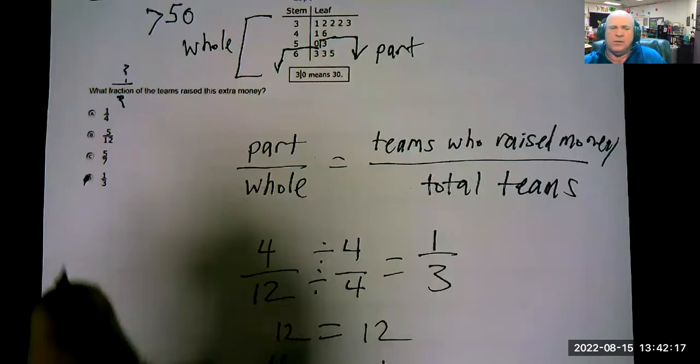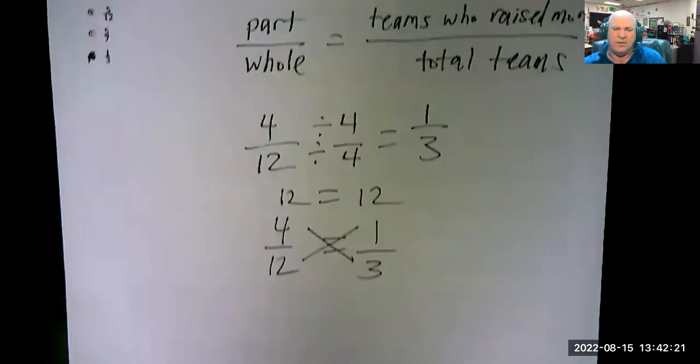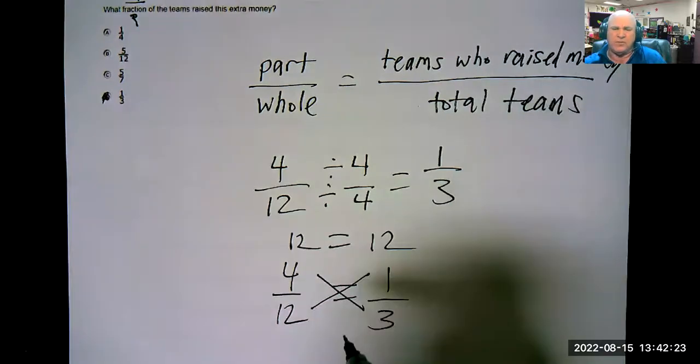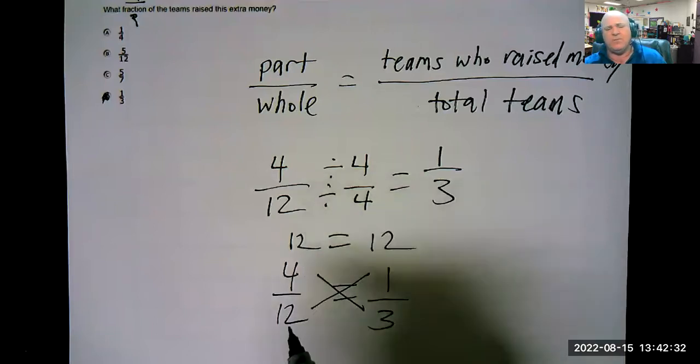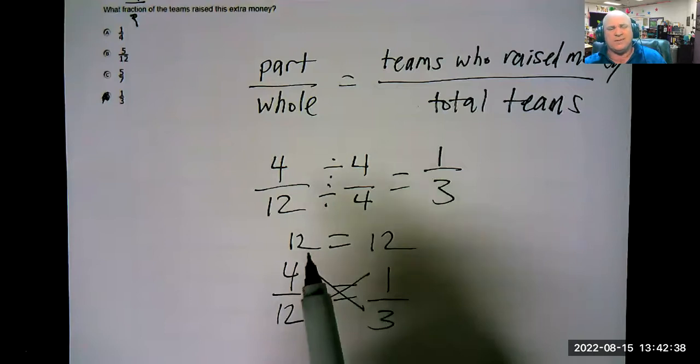And if you do step 2, some of you believe in it, and I do too. When you cross multiply to check, 4 times 3 is 12. 12 times 1 is 12. So when you cross multiply, you get the same number. So it's true that 4/12 is the same as 1/3.